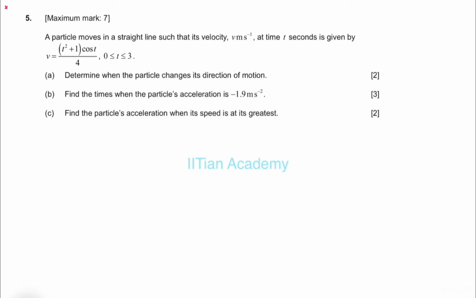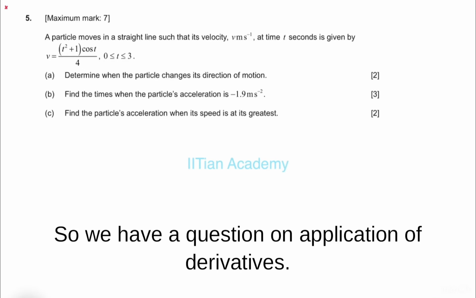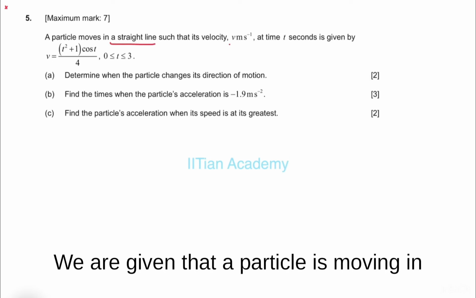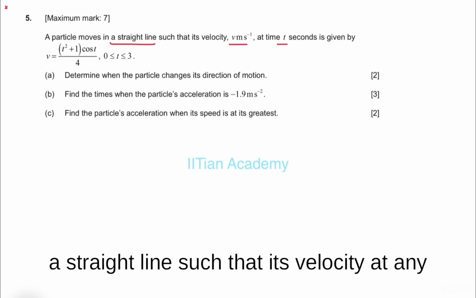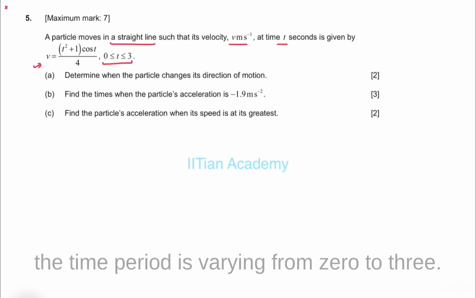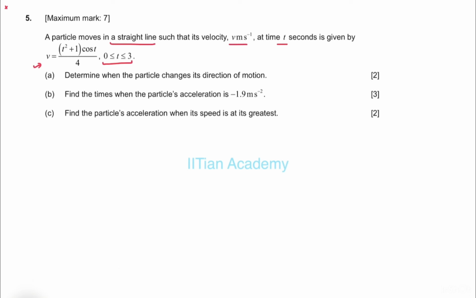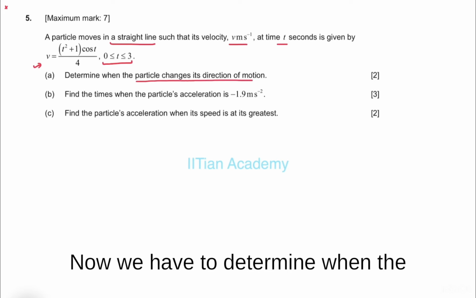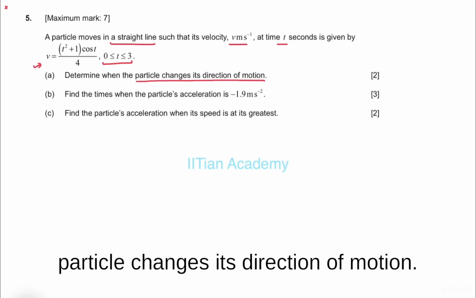Hello friends. So we have a question on application of derivatives. We are given that a particle is moving in a straight line such that its velocity at any time t is given by this particular function, and the time period is varying from 0 to 3. Now we have to determine when the particle changes its direction of motion.